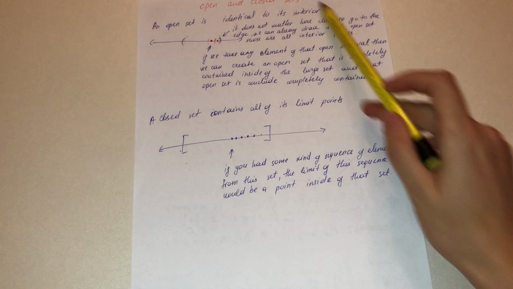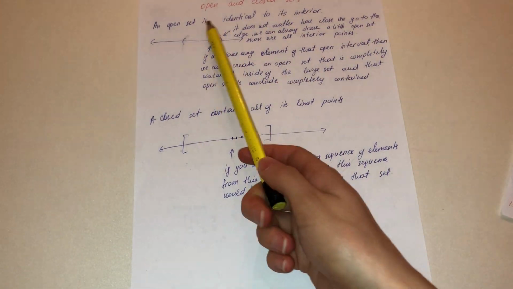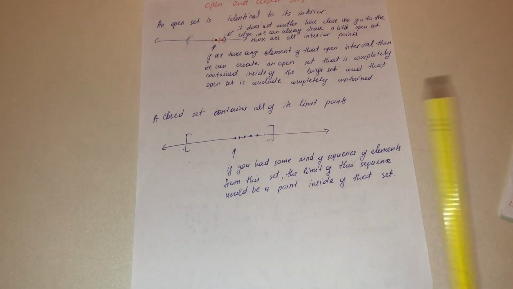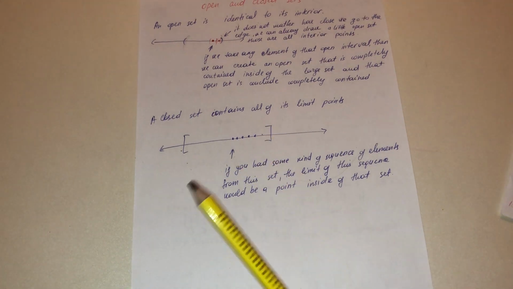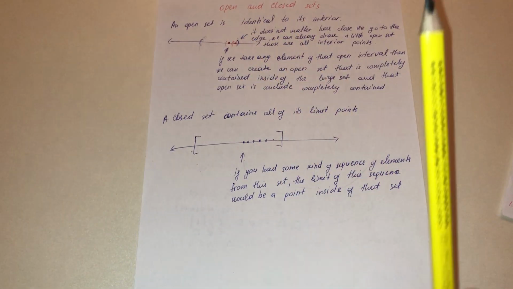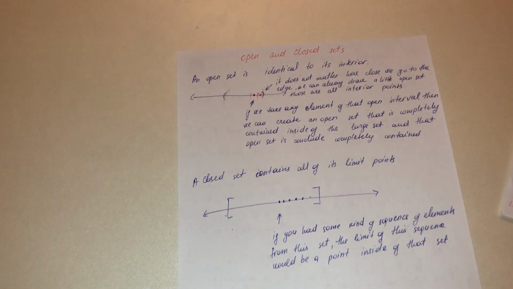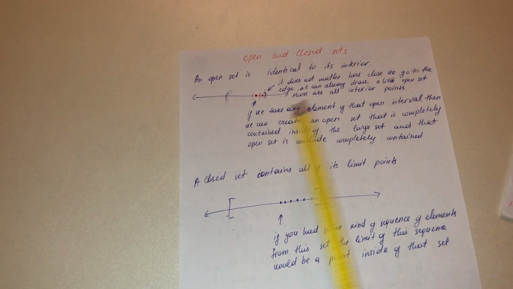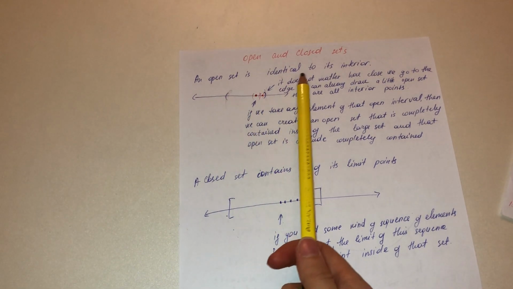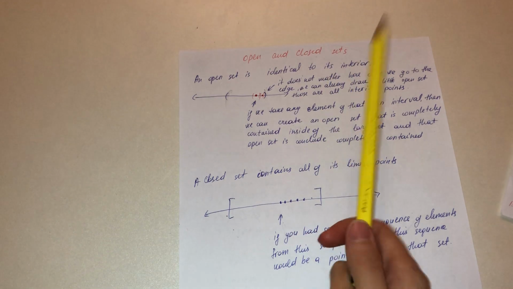Final topic, open and closed sets. As we learned the limit points and isolated points, so now we can learn the open and closed sets better. So an open set is identical to its interior.